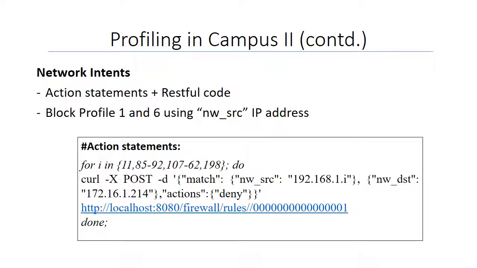And this is the actual statement, the RESTful code that we have generated. So for a particular set of IP addresses which belong to users in profile number 1 and profile number 6, we automatically generated this respective RESTful code, which needs to be applied on a particular switch to block access for profile 1 and profile 6 users to the external internet.